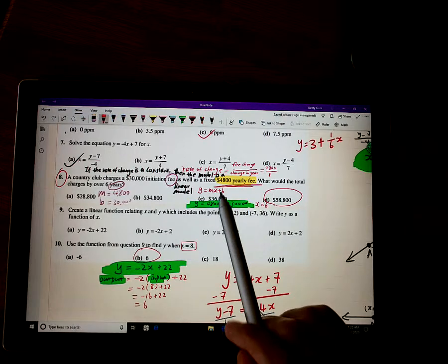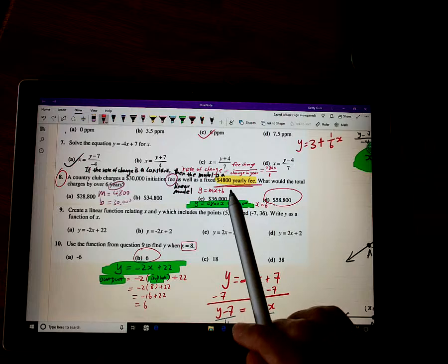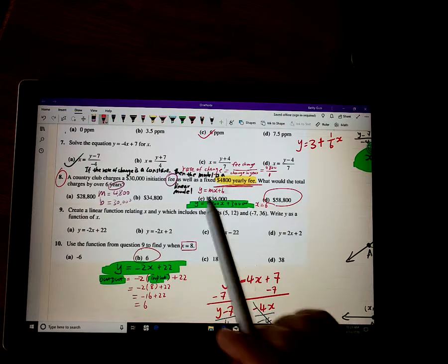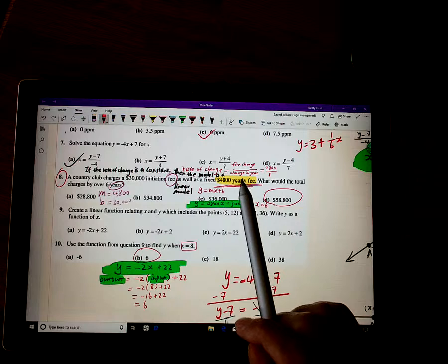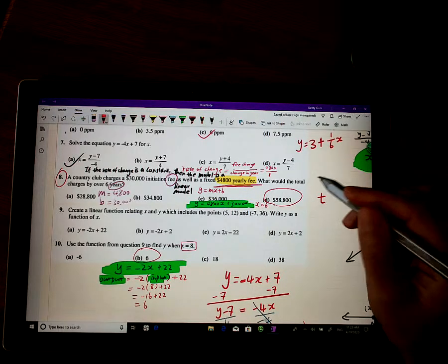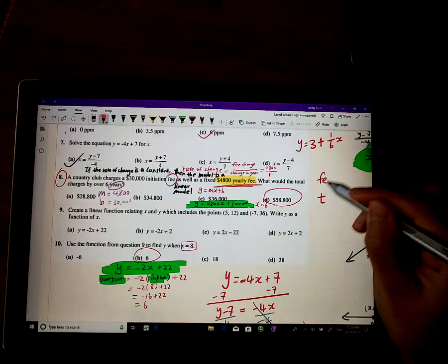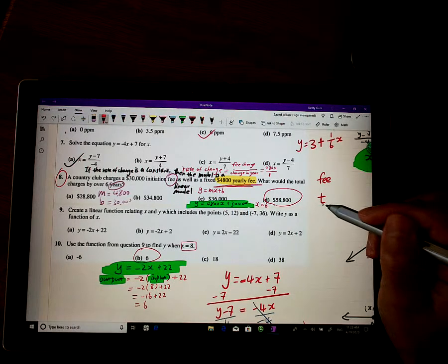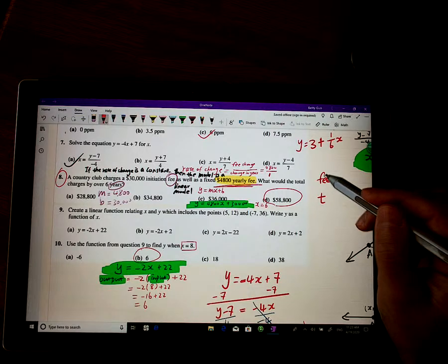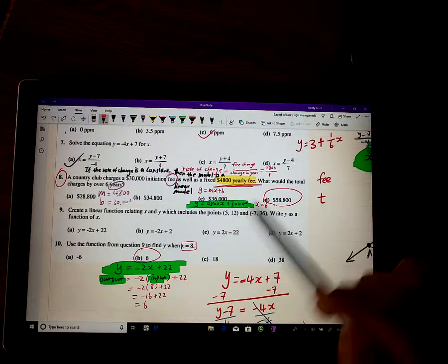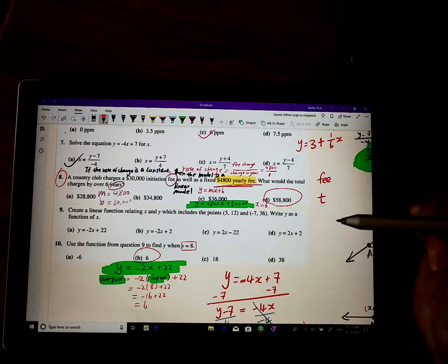Because every year you have to pay $4,800 more every year. So here we have two variables, time in years and the money you pay, fees, right? Every year, as the increment in time is 1 year, then the increment in fees is a constant 4,800. That makes the problem a linear modeling.